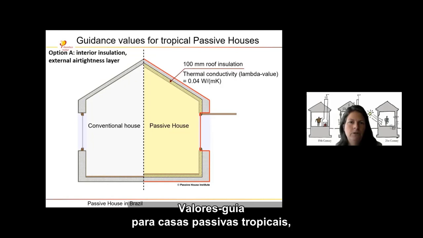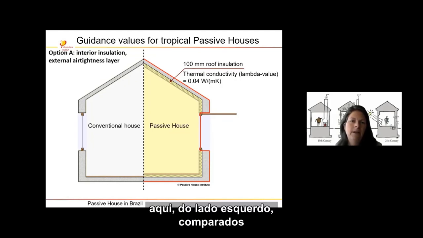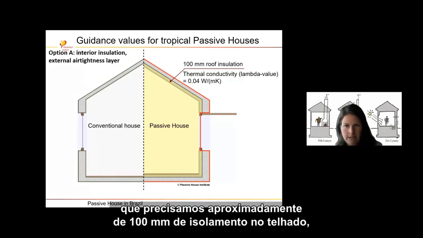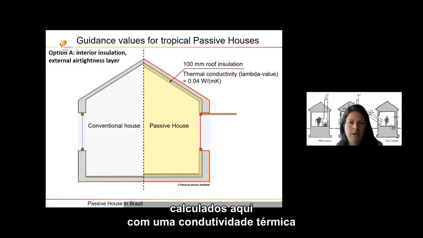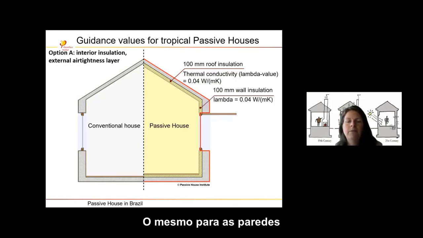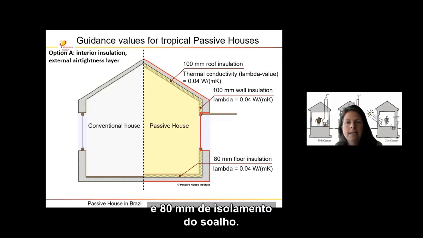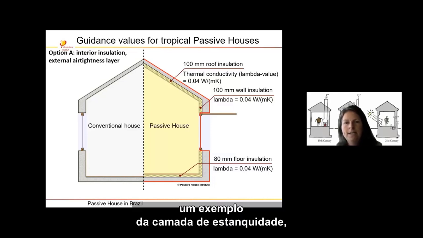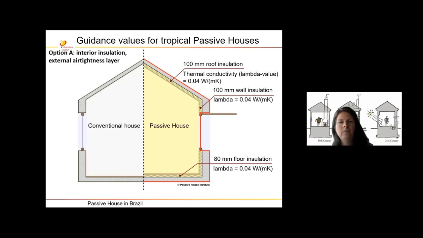Guidance values for tropical passive houses, here on the left, compared to a conventional house, mean we need approximately 100 millimeters of roof insulation, here calculated with a thermal conductivity of 0.04 watts per meter Kelvin. The same for the walls, and 80 millimeters of floor insulation. In red, we see one example for the airtightness layer, which in climates where the humidity outside is higher than inside, is located on the outside.